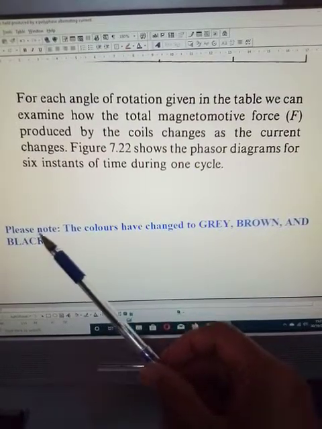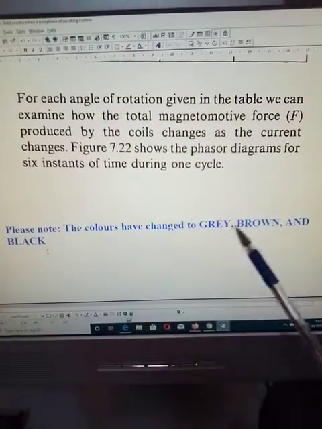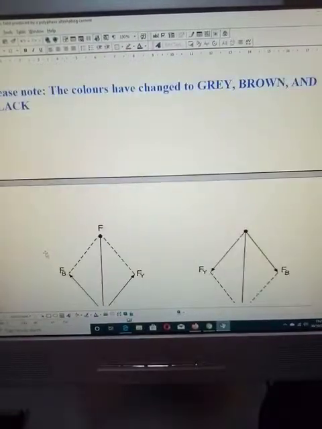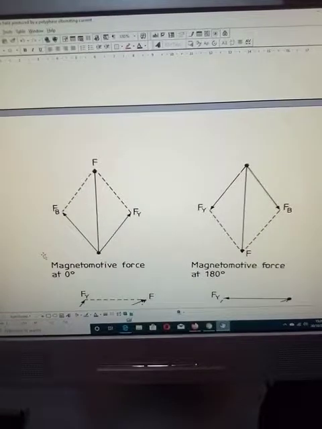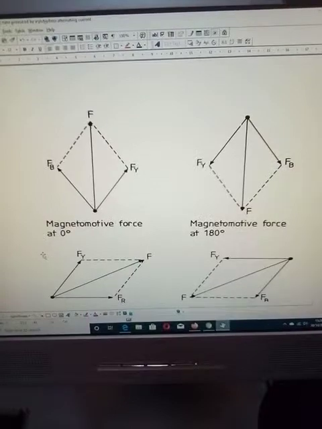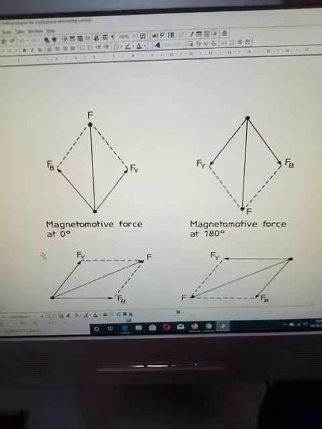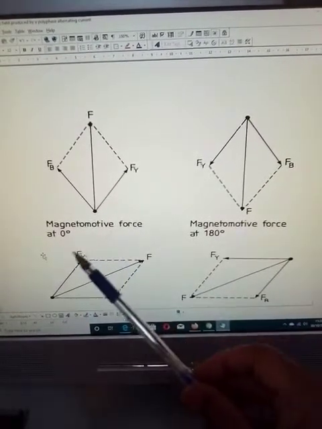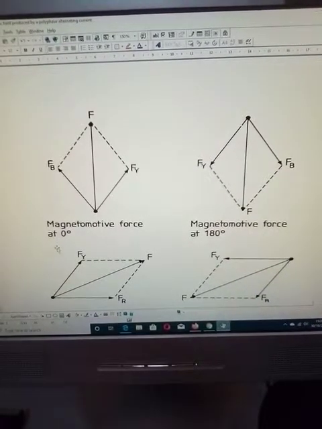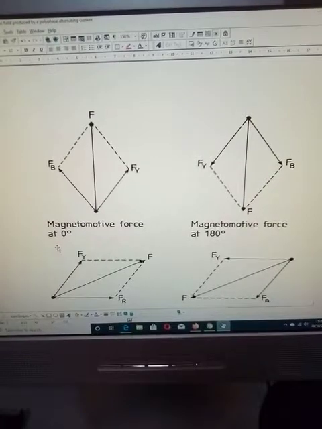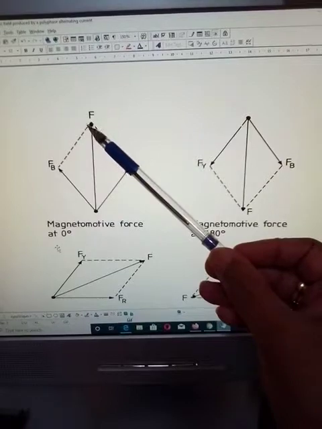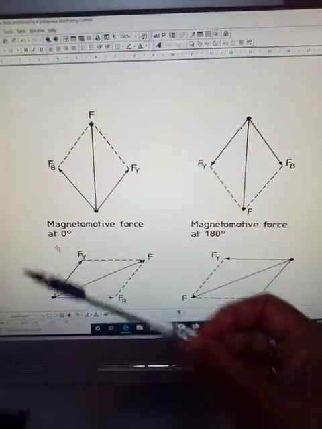Again, all I've said here is please note the colors have changed to gray, brown, and black. And here are our phases, well, I will refer to them as phases, showing the rotation in each at the given angles. Magnetomotive force at 0 degrees, magnetomotive force at 180 degrees. Now bear in mind, let this be your start point, and you can see that it's rotating anti-clockwise.